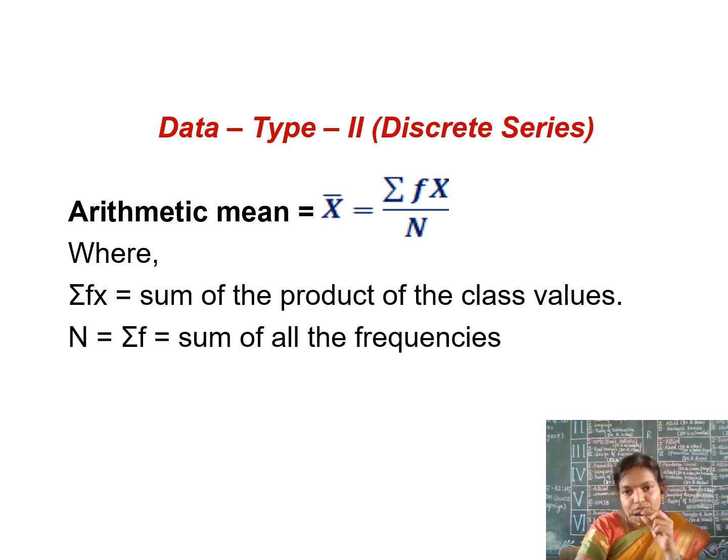The second type of data is the discrete series. The formula for discrete series is summation Fx by N. This type of series has frequency values, whereas individual observations have only individual items. The only difference is that the frequency values are also there in our question.